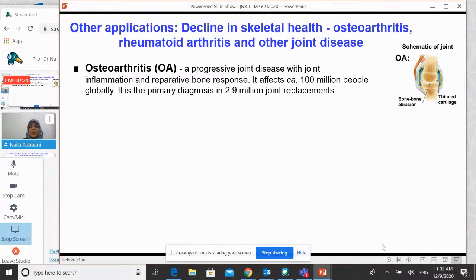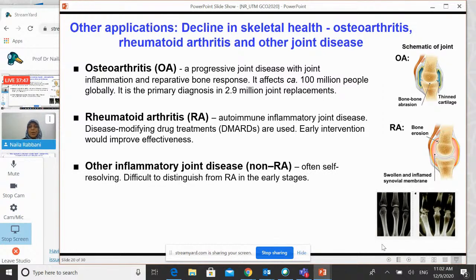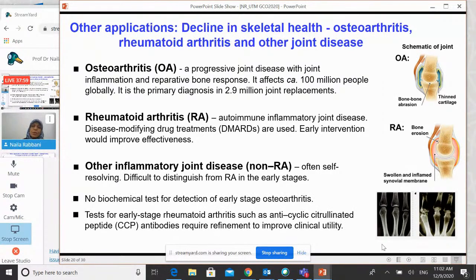It affects about 100 million people globally. It is the primary diagnosis in 2.9 million joint replacements every year. Rheumatoid arthritis is an autoimmune inflammatory joint disease. Disease-modifying drug treatments are used, and early intervention would improve effectiveness. And other inflammatory joint disease, which we call non-RA, is often self-resolving and difficult to distinguish from RA in the early stages.